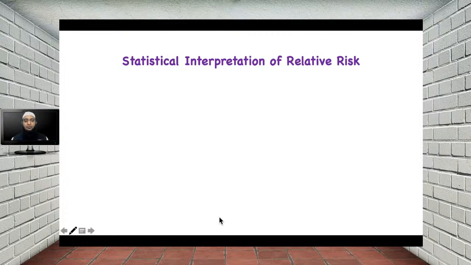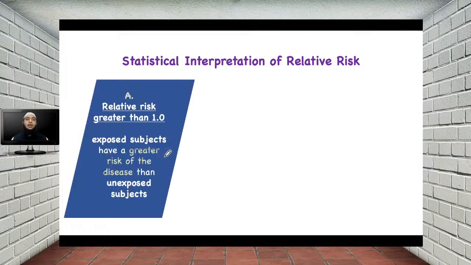Now let's try to understand this in quantitative terms. With the help of just a number, how can you identify the risk, right? This is called the statistical interpretation of relative risk. Now you have only statistical data: the relative risk is more than 1, equal to 1, or less than 1. Now what does this information indicate?